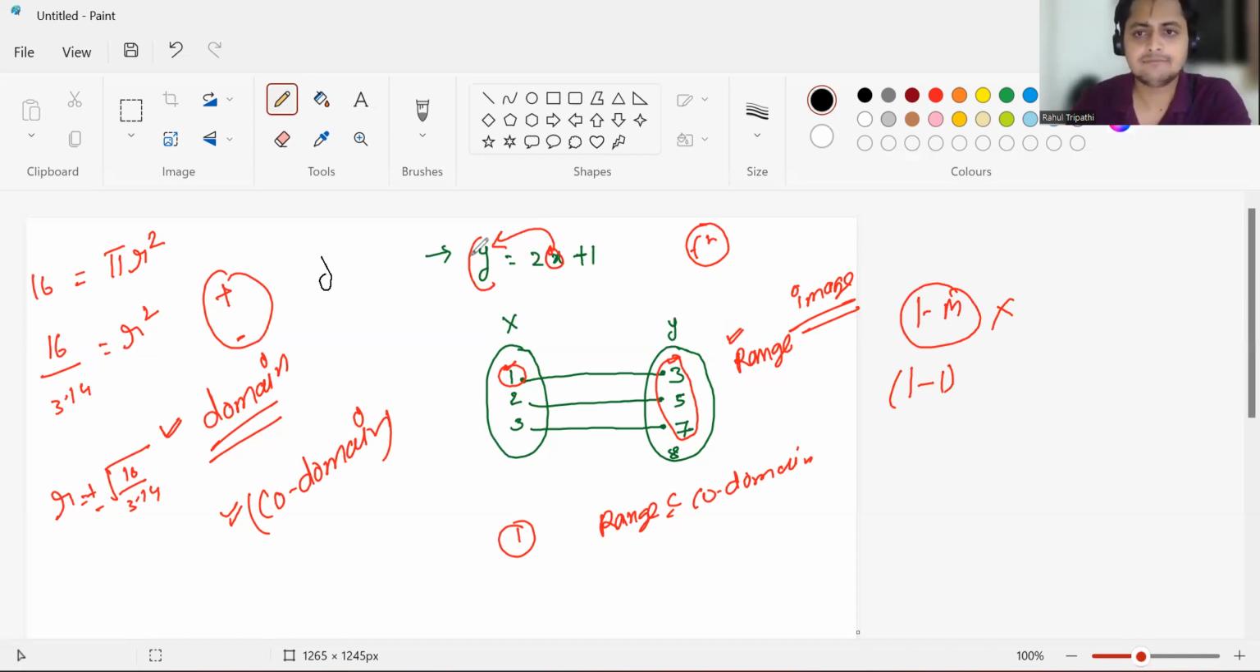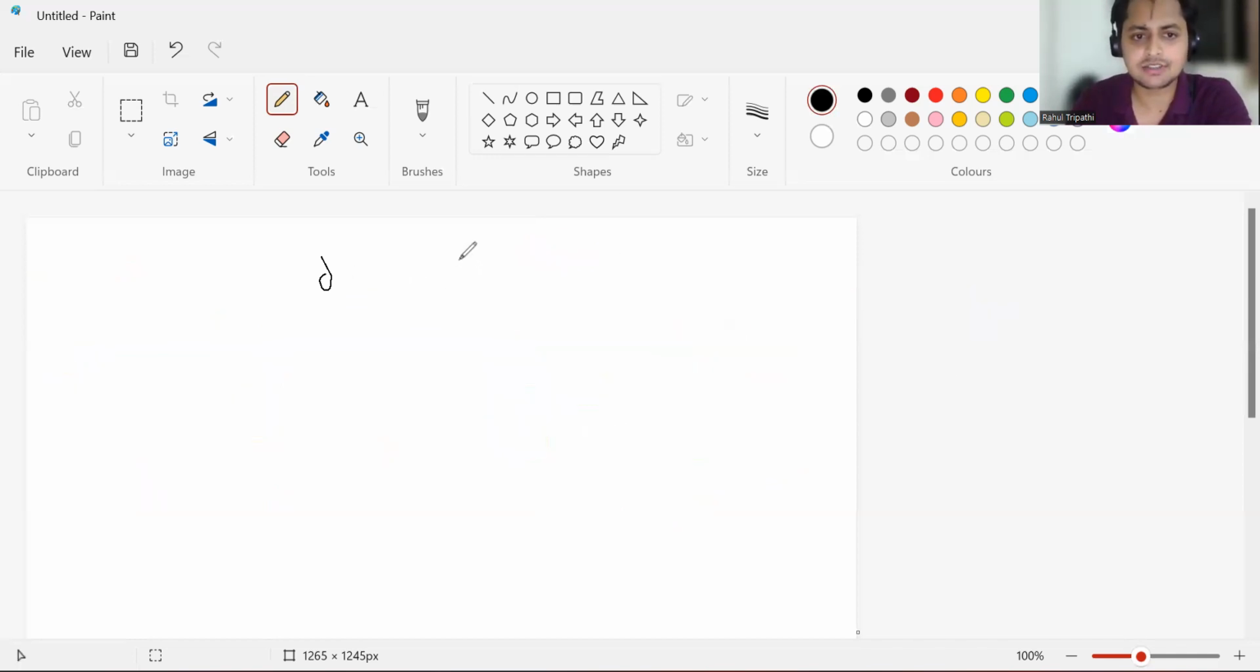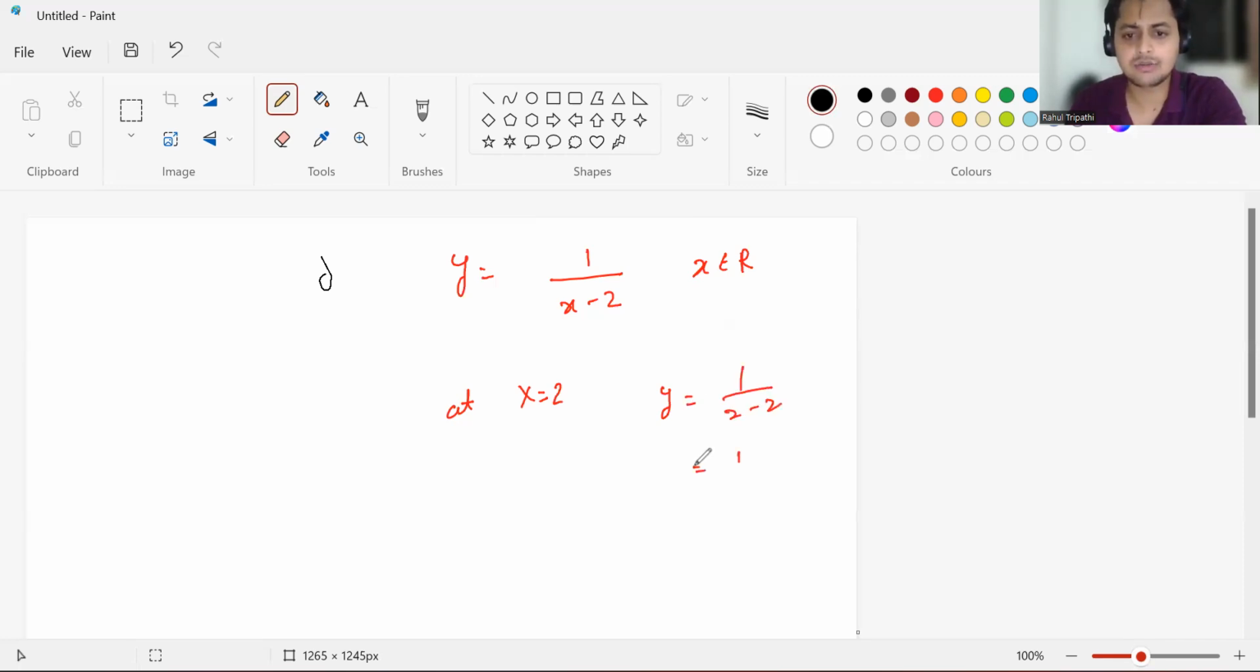Now there is one problem with functions. For an example, y equals 1 divided by x minus 2, and let's suppose x's domain is any real number. If I ask what will be the value of y at x equal to 2, can you solve this problem? If you try to solve it, you will encounter one problem, that is the 1 by 0 problem. So this is not correct.